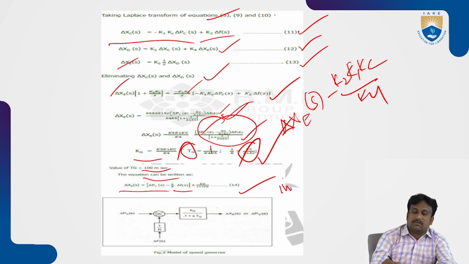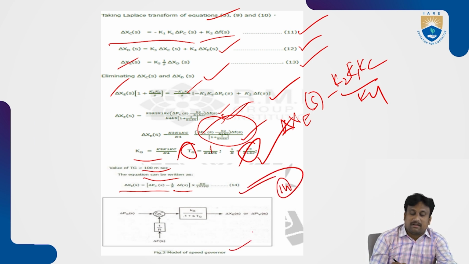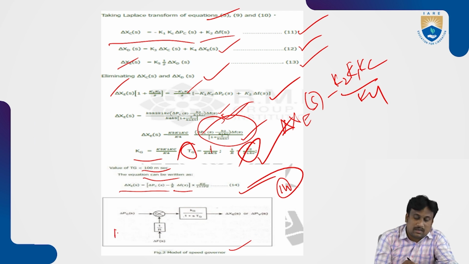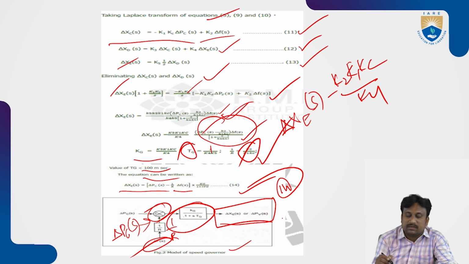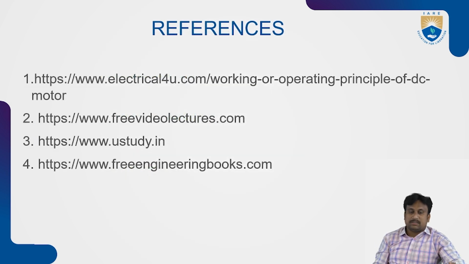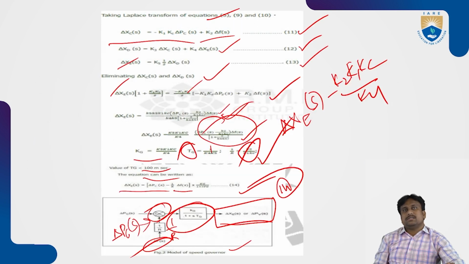This is equation 14. So the model of the speed governor mechanism is shown with the control blocks, as delta Pc of s, which is connected to one of the control blocks given with 1 by R ratio as delta f of s. So this Kg by 1 plus sTg is connected to delta xe of s or delta Pg of s. So these are some of the references which I have taken to make the system parameters derivation.